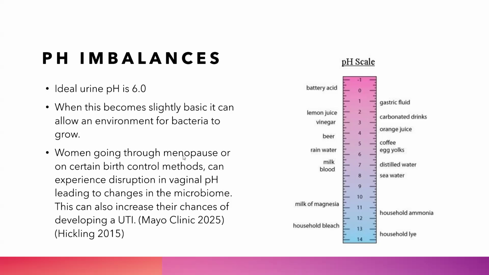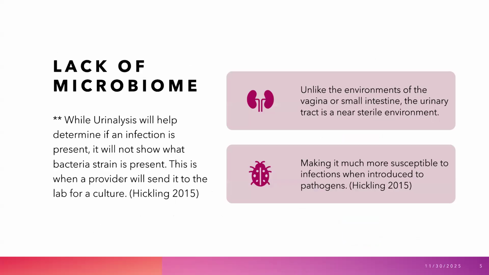This is a note to what we had mentioned in the previous slide, but women going through menopause, or even if you're on certain birth control methods that affect your hormones, that can add a disruption in the vaginal pH, which therefore leads to changes in your microbiome. The vagina has a vast microbiome. It's all very close to our urinary system. So large changes in that environment can lead you to be more predisposed to UTIs. Lucky us.